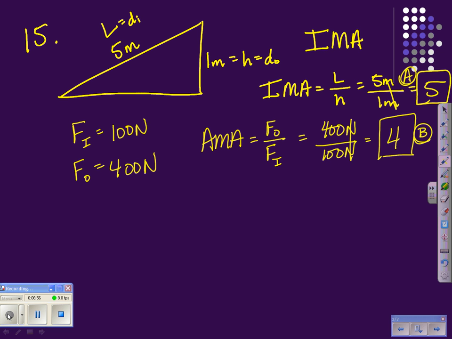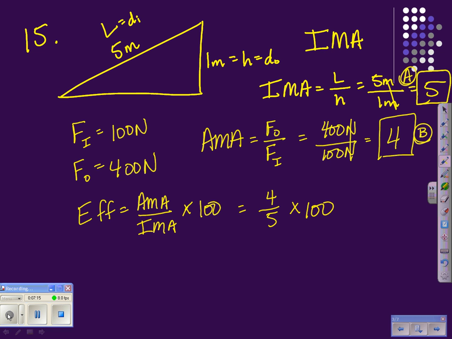And then they want to know the efficiency for C. Well, efficiency is work out over work in, or AMA over IMA times 100. So we would have 4 divided by 5 multiplied by 100, which gives you an answer of 80%. Okay, remember there are 2 different formulas for efficiency, and that would be part C. Efficiency is either work output over work input, or actual mechanical advantage over ideal mechanical advantage.